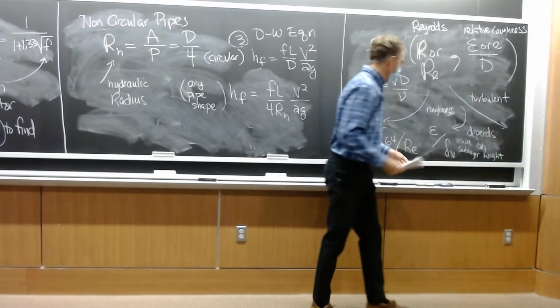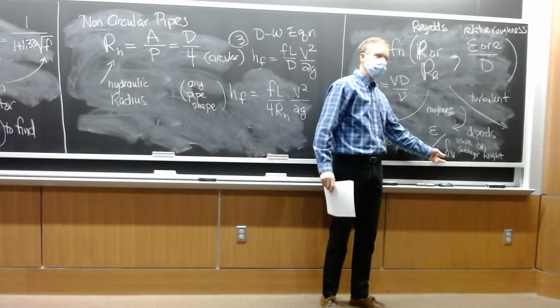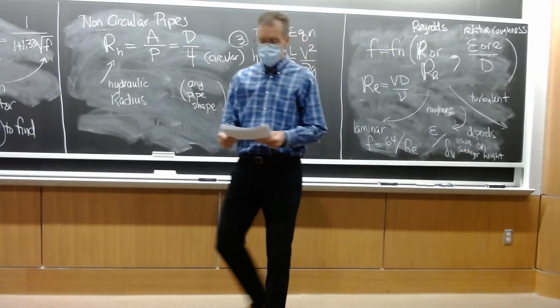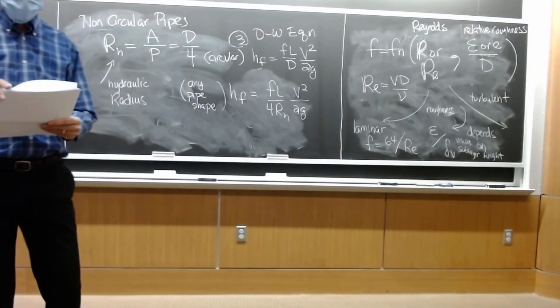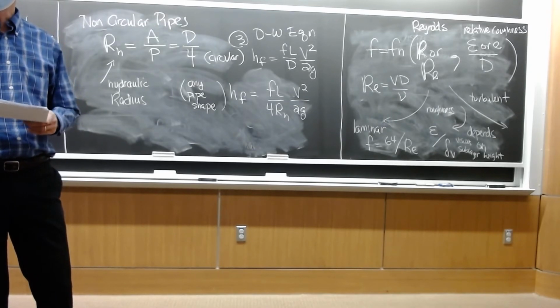This other length scale, I'm trying to make a little delta here, delta sub V, which is the viscous sublayer height. And we'll get to that in a minute. I had wanted to show the Moody diagram. Let's show the Moody diagram.